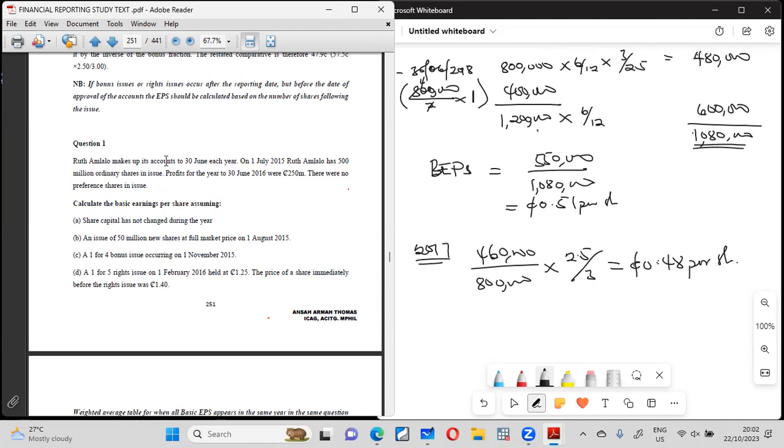First, so we said Ruth Amlalo makes up accounts to 30th June each year. That's the accounting year ending. Then on 1 July 2015, Ruth Amlalo has 500 million ordinary shares in issue. Profit for the year is 250. There were no preference shares in issue. Now, calculate the earnings per share, assuming A, the share capital has not changed for the year. B, an issue of 50 million shares was done at full market price. C, a 1 for every 4 bonus issue at this date. Then D, 1 for every 5.